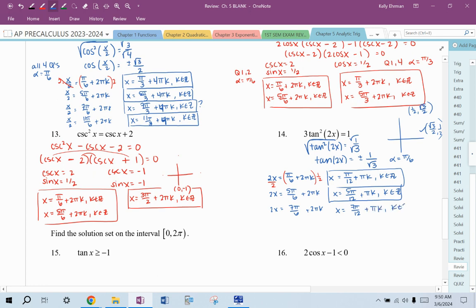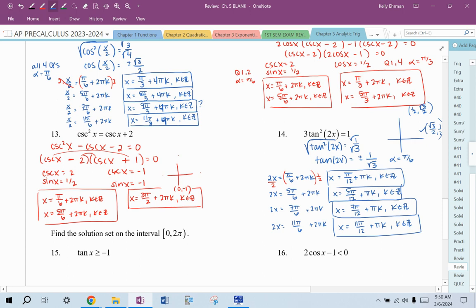And finally, 2x equals 11 pi over 6 plus 2 pi k. X equals 11 pi over 12, so you're just short of 1 pi, plus pi k. But remember, the plus pi k part, if we had to generate all of the answers between 0 and 2 pi, we can do that just by continuing.